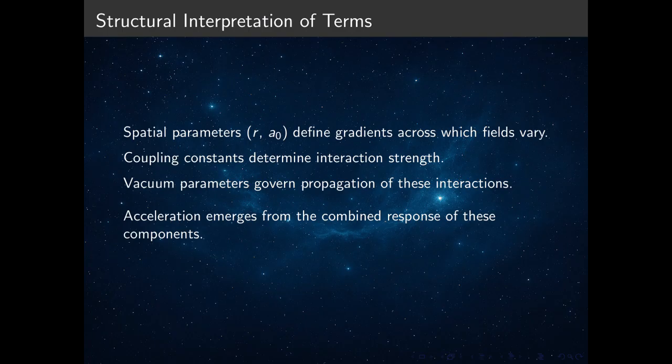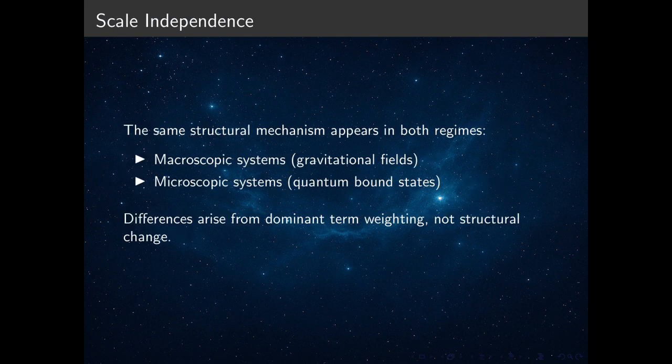Coupling constants determine the strength of interaction between sources and fields, while vacuum parameters define how these interactions propagate. The resulting acceleration emerges as a response to these combined variations, representing a tendency toward extremization within the system. This interpretation extends naturally across both macroscopic and microscopic domains, suggesting that the same action-based mechanism governs behavior at all scales, even though the dominant terms differ.